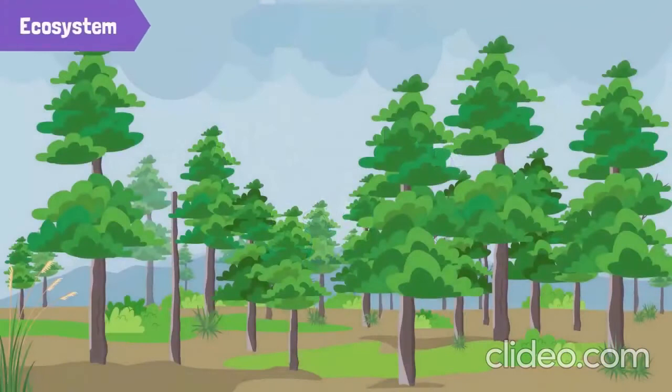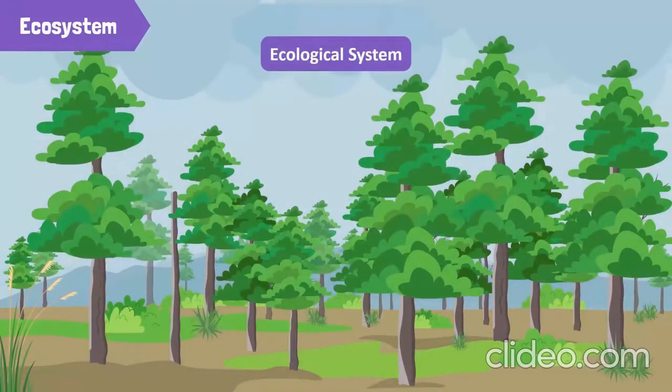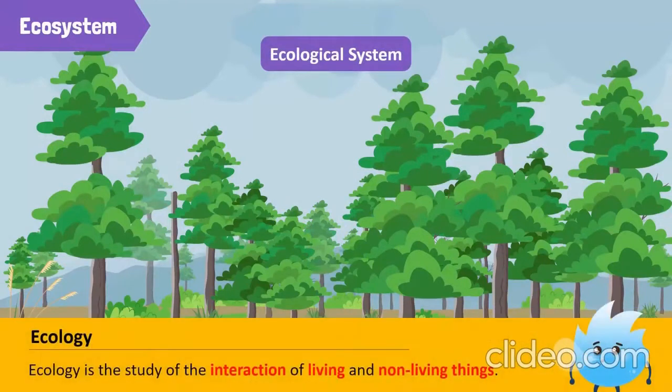Ecosystem is a short form for ecological system. It comes from the word ecology. Ecology is the study of the interaction of living and non-living things.